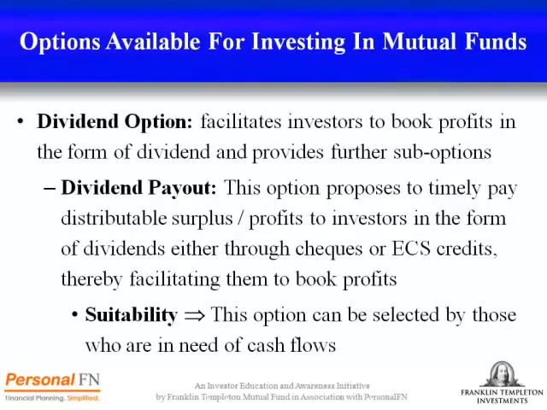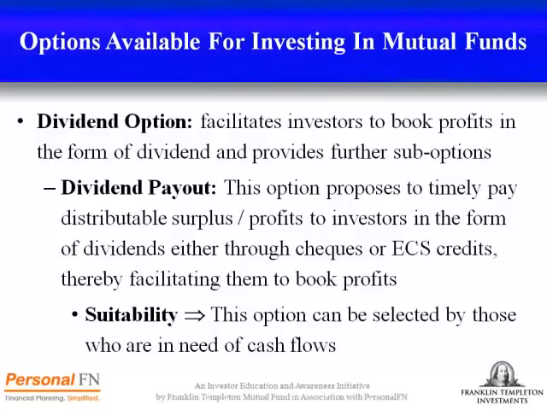Now, having learned the classification and the various types of mutual fund schemes therein, let's learn about the various options that mutual fund houses provide investors with, such as dividend, growth, and bonus. First one, dividend option. This option facilitates investors to book profits in the form of dividend and provides further sub-options such as dividend payout and dividend reinvestment.